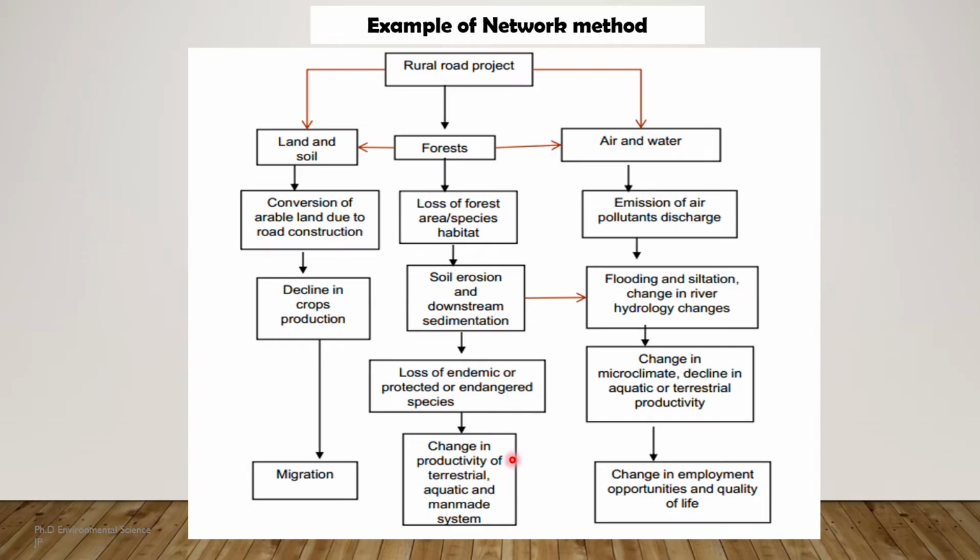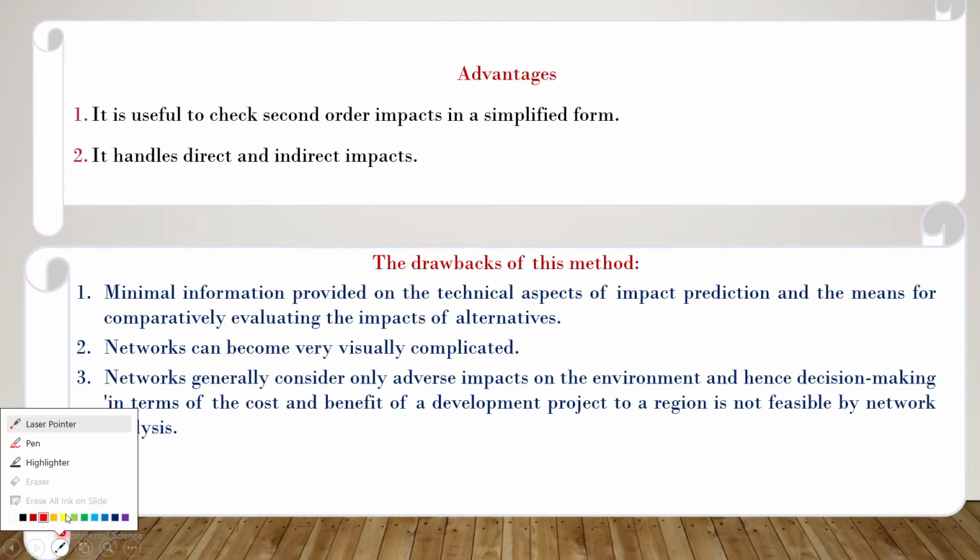So here you can see a series of effects. It feels like there is some network over here, so that's why this method is known as the network method. Advantages of the network method: it is useful for checking second order impacts in a simplified manner, making it easier to comprehend the ripple effects or cascading effects of the project. It handles both direct as well as indirect impacts, providing a comprehensive view of the environmental consequences of the project.